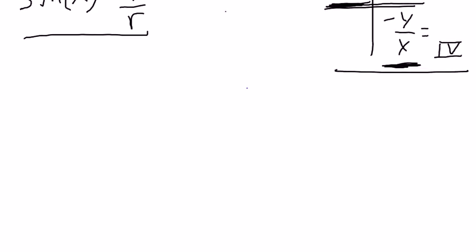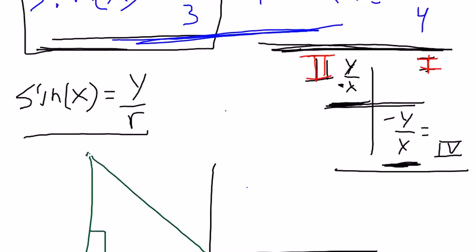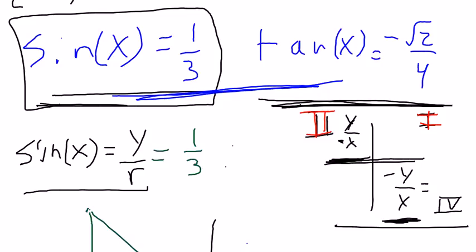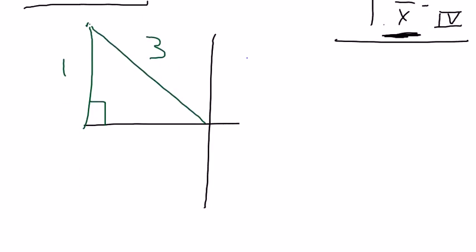That means I'm going to have to draw my triangle in the second quadrant. The radius goes up, comes down, and we get a right triangle. My radius will always go out into that quadrant. From there I'll draw my y value straight down to the x-axis, and here's my right triangle. We know sine is 1/3, so my y value is 1 and my hypotenuse is 3.